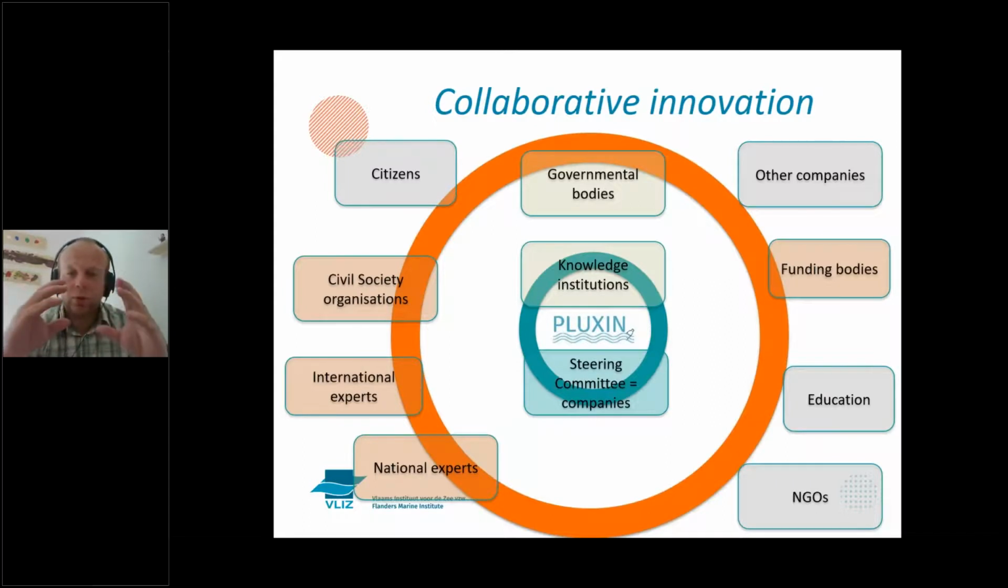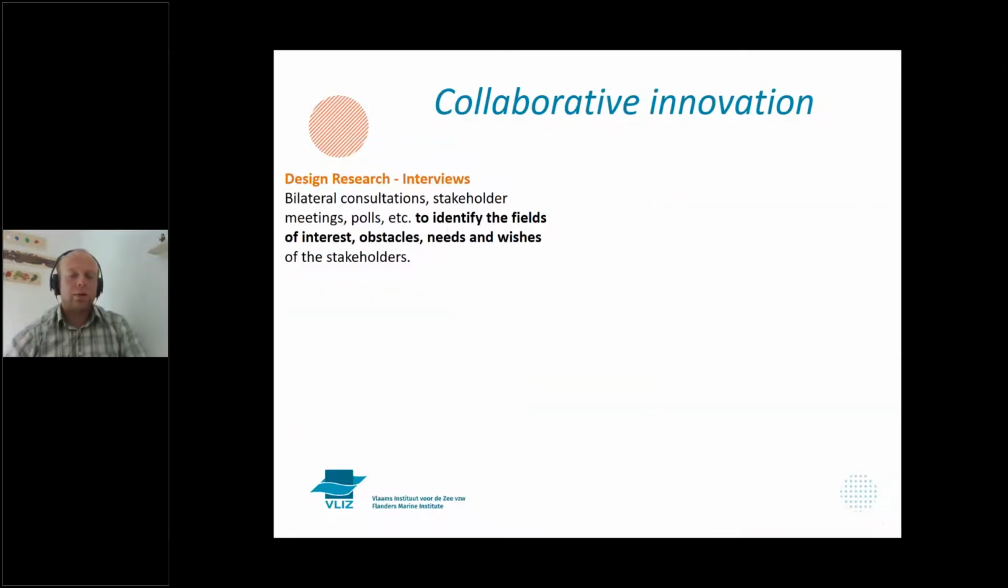So we have the steering committee with companies and the knowledge institutes. We have then the strategic advisory board. We have our scientific advisory board. And then we have also these very close contacts with the Blue Cluster. So we work there at different levels. Now, how does it then work?